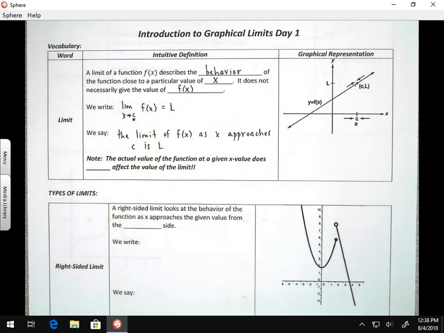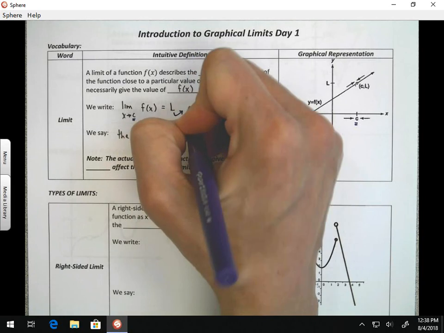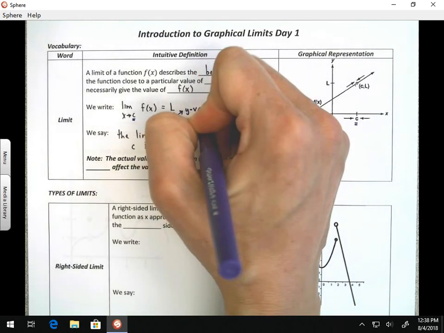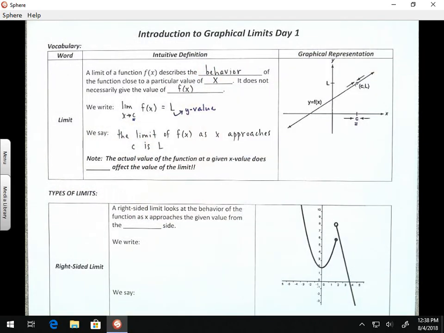That L, I'm going to make a note here, is just a y value of the function. So it tells us what y value we are trending to as x approaches c.